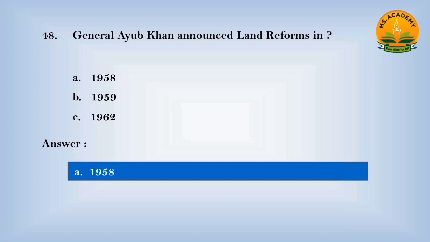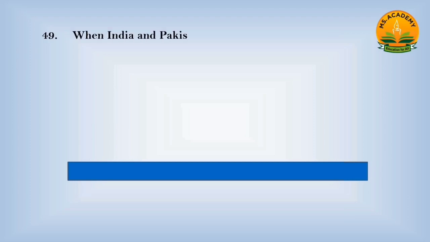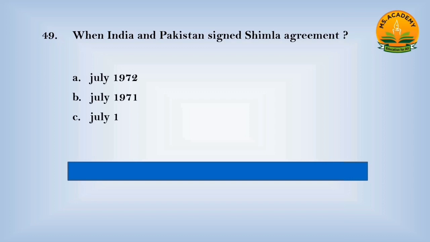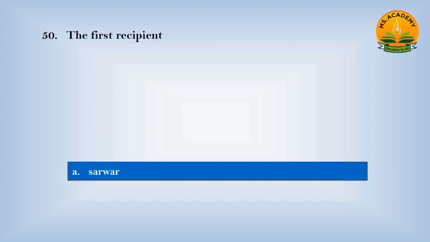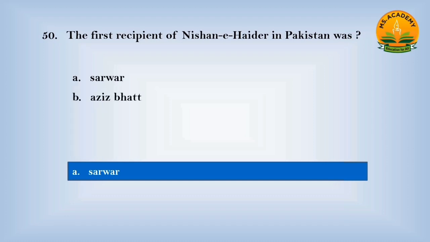When did India and Pakistan sign the Shimla Agreement? A. July 1972, B. July 1971, C. July 1974. Answer is A. July 1972. The first recipient of Nishan-e-Haider in Pakistan was A. Sarwar Shaheed, B. Aziz Bhatti Shaheed, C. Shabbir Shaheed. Answer is A. Sarwar Shaheed.